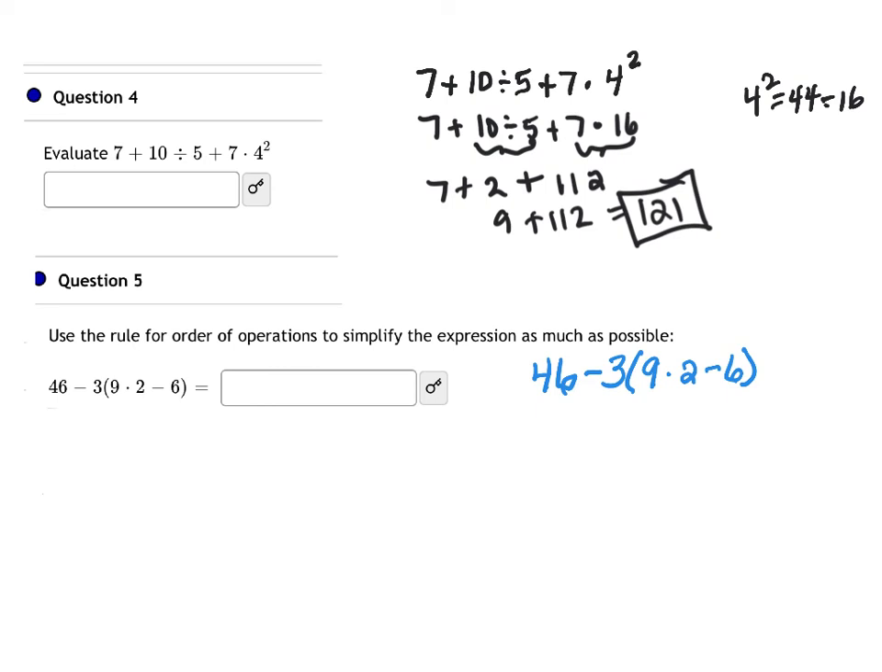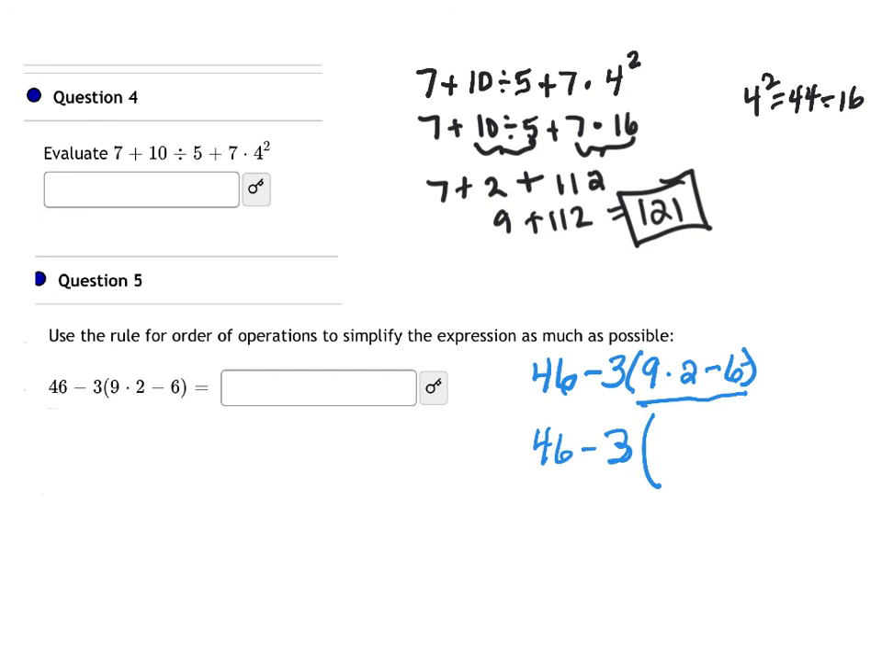All right, we want to do what's in parentheses, so we're going to do, let me change colors. We're going to do the 9 times 2 minus 6 first. So bring down the 46 minus 3. If you happen to subtract and get 43 first, that's wrong. The last step, or one of the last steps, the second to last step, will be to multiply negative 3 times what's in the parentheses here, once we get it down to one number.